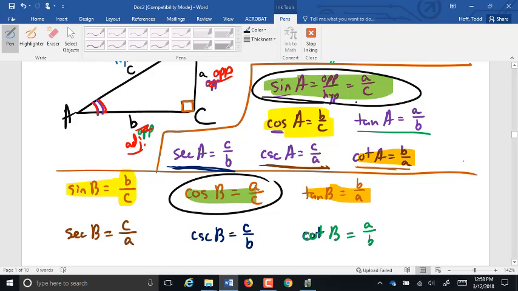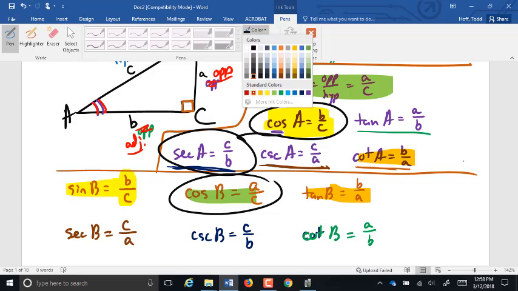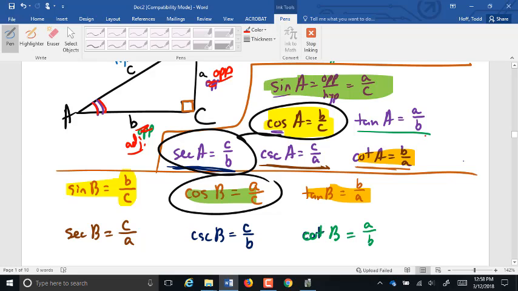There's other relationships between these angles we want to see. We've already seen, of course, that secant is the reciprocal of cosine. Secant is C over B, where cosine was B over C. And that the cosecant is the reciprocal of the sine. Sine is A over C, cosecant is C over A. And of course, the same relationship with tangent and cotangent.